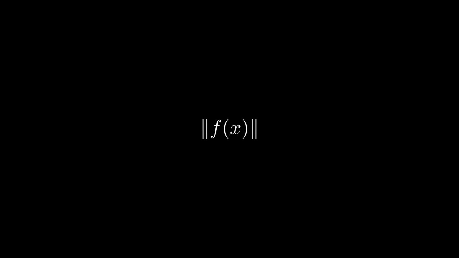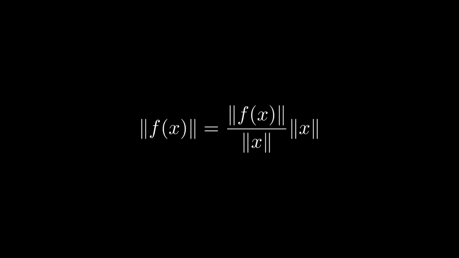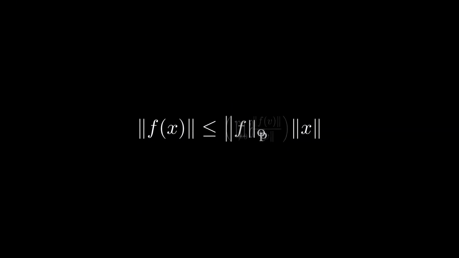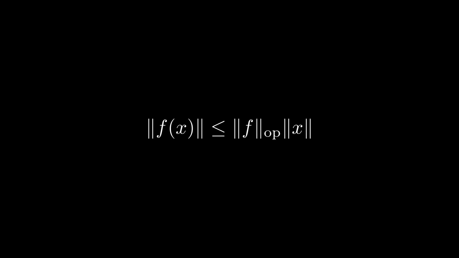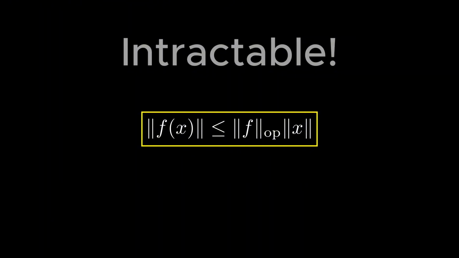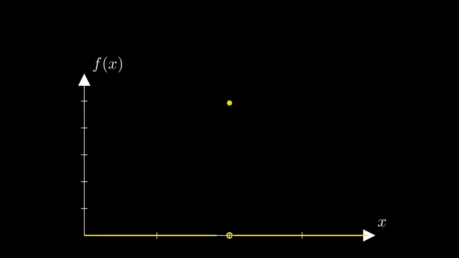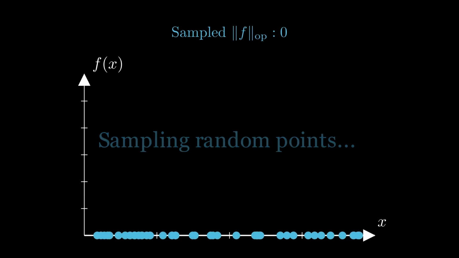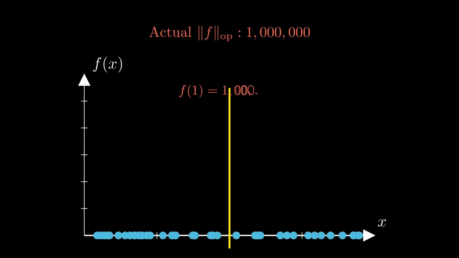So, this definition can capture the full size of the transformation, since we can always bound the norm of our output at any point using the norm of our input and the operator norm. But for a general function, this is unfortunately intractable to actually compute. For instance, if I make up a function that is 0 everywhere, except at x equals 1, where f of 1 is 1 million. Even if you sampled 1,000 random points on the real number line, you would probably think that the operator norm is 0, but it's actually forced to be 1 million because of a single point.